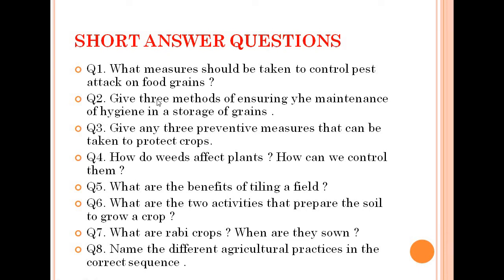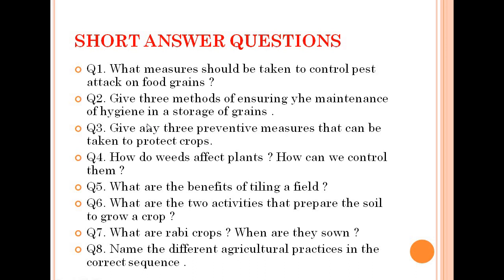Question number 3. Give 3 methods of ensuring the maintenance of hygiene in storage of grains. So the 3 methods are as follows. First, the granary area should be free of microorganisms. Second, it should be fully dried, as moisture invites the growth of microorganisms. And third, it should be free from any type of pests or rodents.